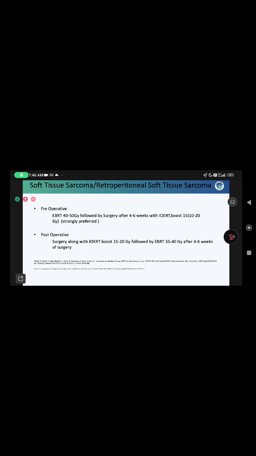So the treatment flow will be external beam radiation of 40 to 50 gray, followed by surgery after 4 to 6 weeks of the external beam radiation, with the IOERT boost ranging from 10 to 20 gray depending upon the margin status. The other sequence which we can follow is surgery followed by IOERT immediately, depending upon the margin 15 to 20 gray, followed by adjuvant EBRT at a later stage, 4 to 6 weeks after surgery, of about 40 to 45 gray.